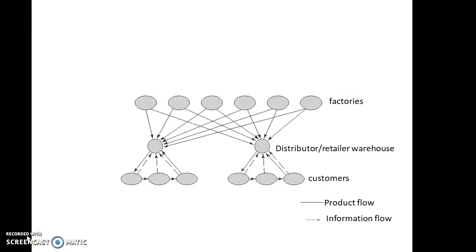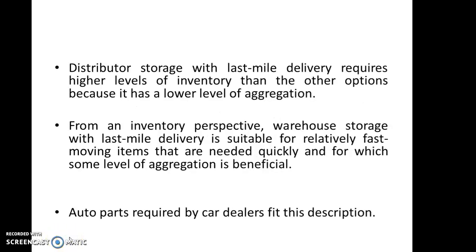This diagram shows the process involved in distributor storage with last mile delivery. The factories or manufacturers sell their products to the distributor or retailer warehouse. Customers place an order with the distributor or retailer, and then the distributor or retailer will deliver the product to the customer's home directly. Distributor storage with last mile delivery requires higher levels of inventory than the other options because it has a lower level of aggregation.